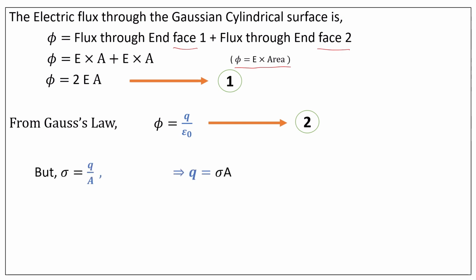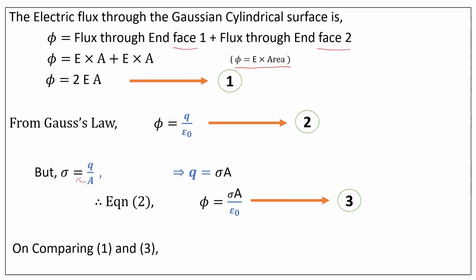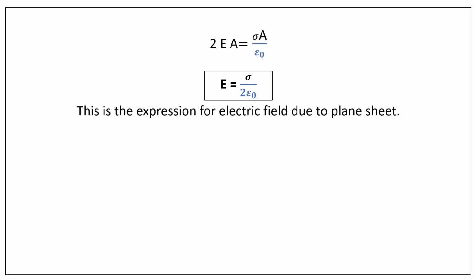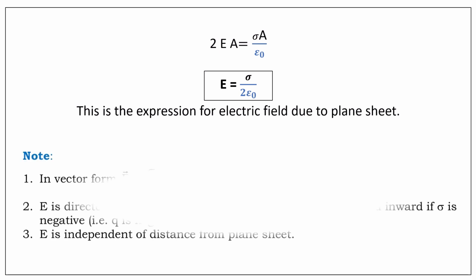Equation 2. But sigma is equal to Q by A, which gives Q is equal to sigma into A. Therefore, equation 2 becomes phi is equal to sigma A by epsilon naught. Equation number 3. On comparing equation 1 and 3, we get 2EA is equal to sigma A by epsilon naught. Therefore, E is equal to sigma by 2 epsilon naught. This is the expression for electric field due to plane sheet.